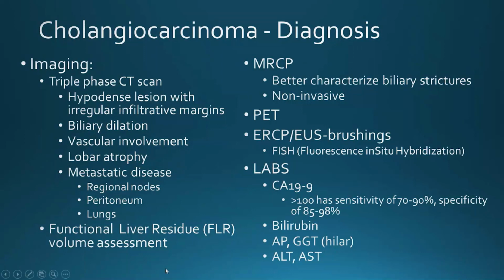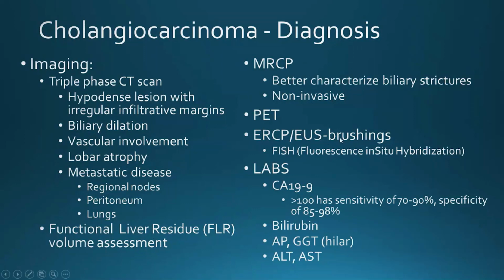And again, for resection of these tumors, because mostly the patients are not cirrhotic, we usually have to do a wide excision with at least removal of a lobe if needed. So we have to be careful about functional liver remnant on the other side. And as we discussed, maybe portal vein embolization can also be effective in this situation. MRCP can better characterize biliary stricture and is non-invasive. PET scan can show presence of the tumor, and ERCP and EUS with brushing, again, is another way of evaluating the patient for diagnosis.